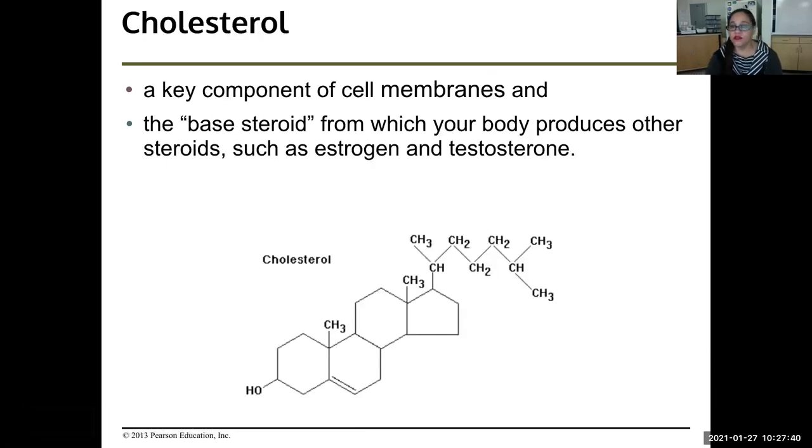Cholesterol is a key component of cell membranes. Cholesterol is something else that gets a bad rap, just like lipids in general. It is the base steroid from which your body produces other steroids, such as estrogen and testosterone. So cholesterol is necessary for your cell membranes to keep them together and functioning properly. And as hormones, we all need hormones. We need a certain amount of hormones throughout our bodies at different times in our lives.